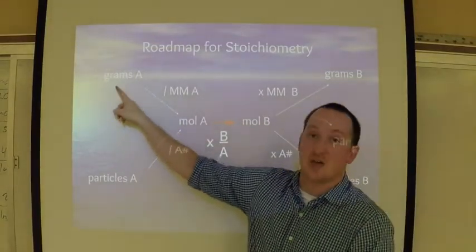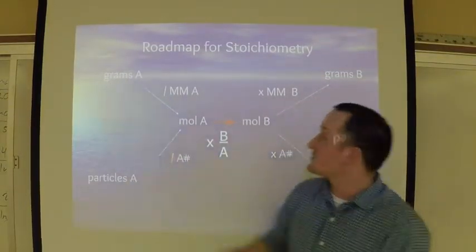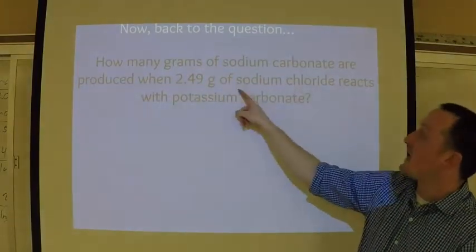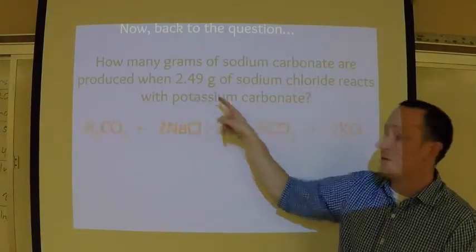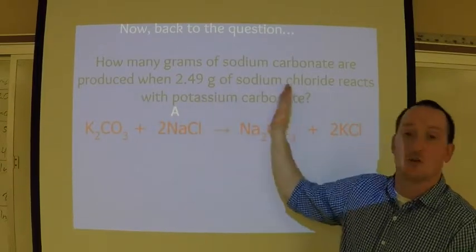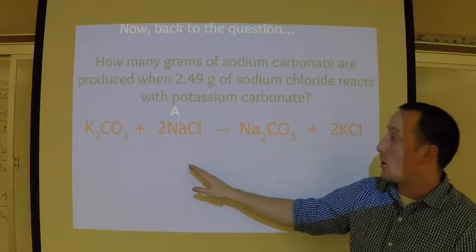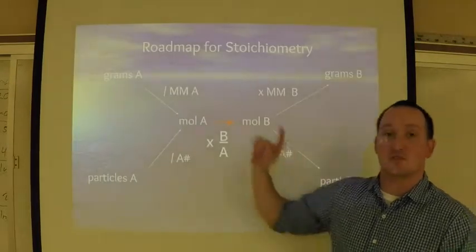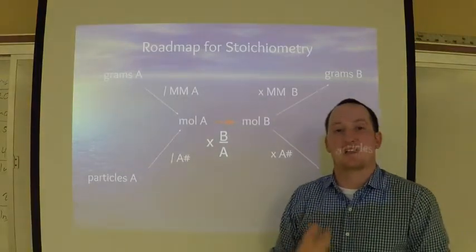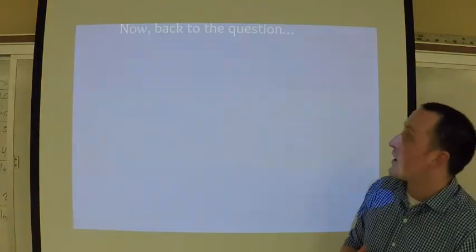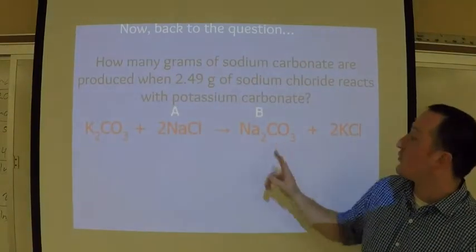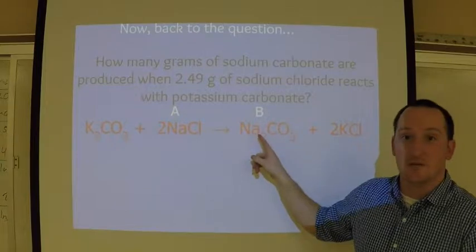I'm in grams of A. How I know I'm in grams is because I was given grams, and it's my substance A because it's the thing I'm given information about. So that means NaCl, remember, was my substance A. I labeled that because I knew information about it. So basically on my mole map, I'm starting here. I'm in grams of A. Then I go, okay, what did the problem ask me to find? It asked me to find grams of sodium carbonate.